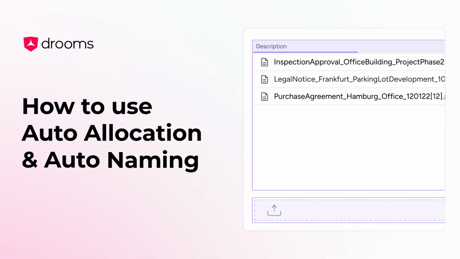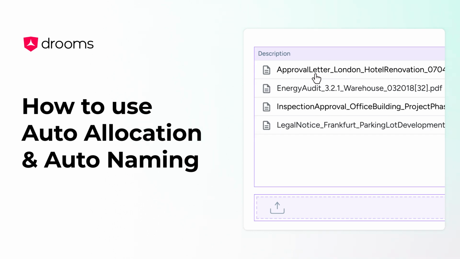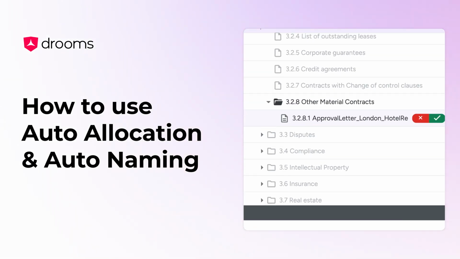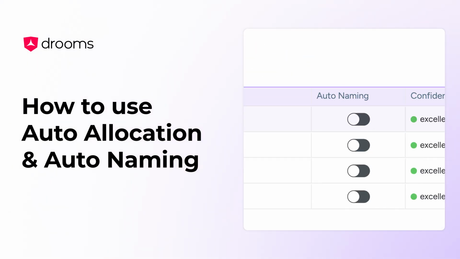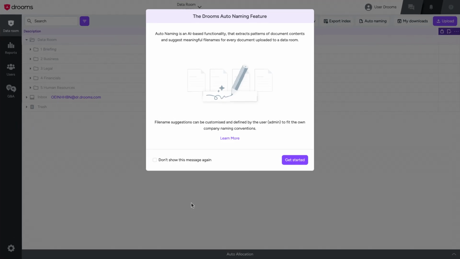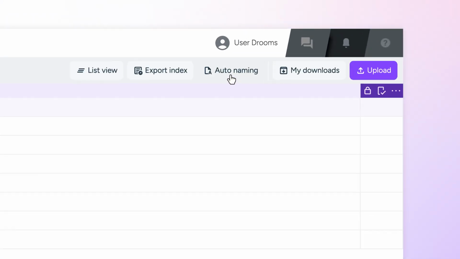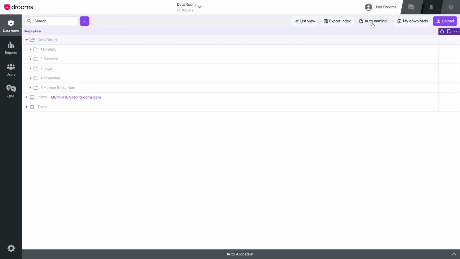This tutorial will guide you through two Drooms AI tools: auto-allocation, which organises files into relevant folders, and auto-naming, which suggests accurate names for your documents. If your data room includes the auto-naming and auto-allocation features, a pop-up will appear when you access it, and a corresponding button will be visible at the top. Click it to access the settings.